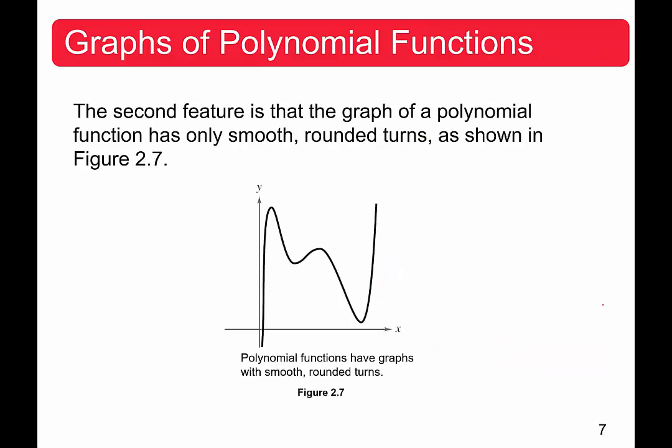Also, the second feature of a polynomial function is that it has smooth, rounded turns. You see here it's increasing all the way to the top of the hill and then starts to go down, but again, these are rounded turns. Same thing here, decreasing all the way, and then you move up a little bit, but we see well-rounded turns. Similarly here, smooth, well-rounded turns. That's a typical feature of the graph of polynomial functions.